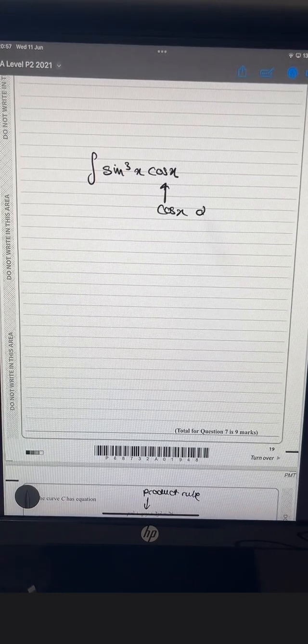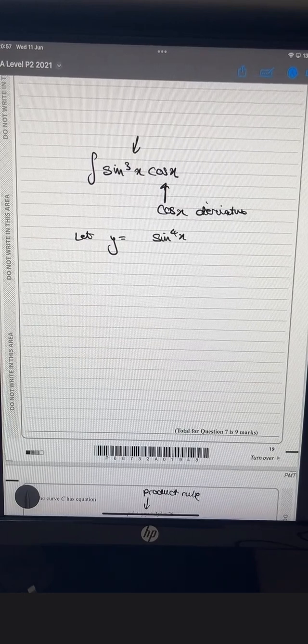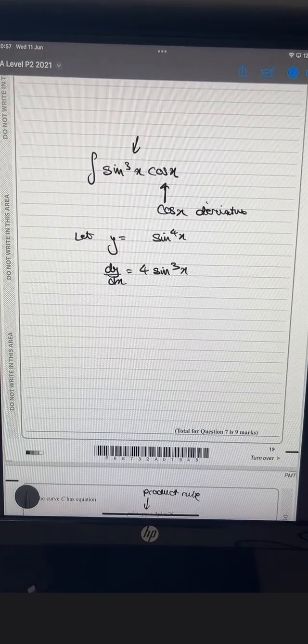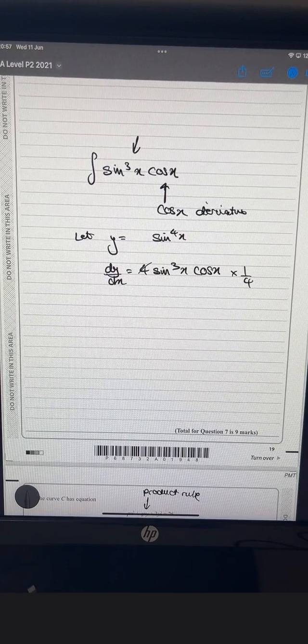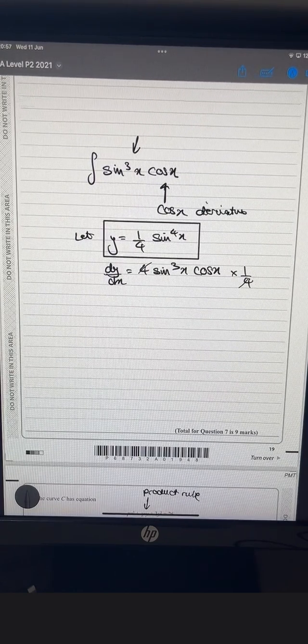So I'm going to let y equal sine to the 4 x, so increase the power of this sine x by 1. So dy by dx is going to be equal to multiplying by the power, 4 sine cubed x. Now chain rule, remember, sine x differentiates to cos x. So I have this, but I want this. So I'm going to multiply that by a quarter to get rid of the 4, right? So this is how you would integrate sine cubed x cos x. I hope that answered that question there. And yeah, that's how you get rid of the cubed.